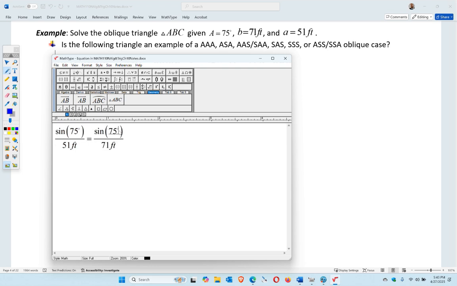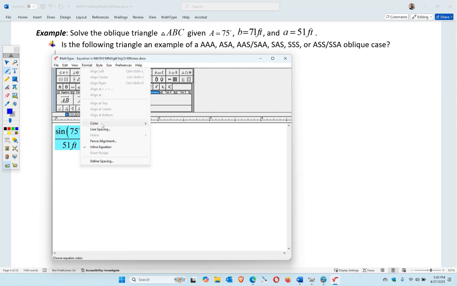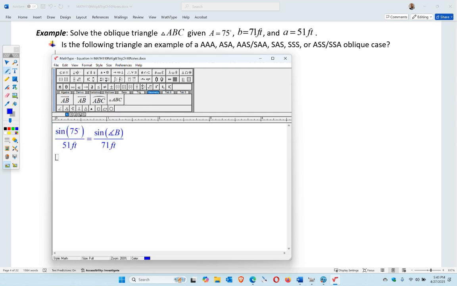But we don't know angle B. So we're going to put angle B. Okay? We don't know anything about C whatsoever. All we know is A's and B's. This is my ratio for A. This is my ratio for B. Okay. Format, color, blue. Okay.